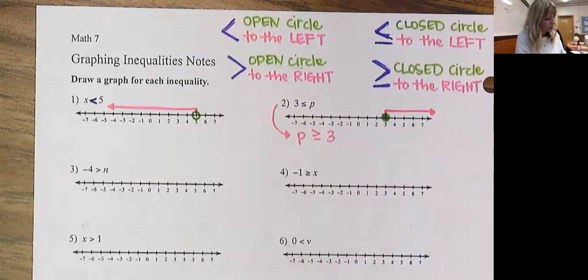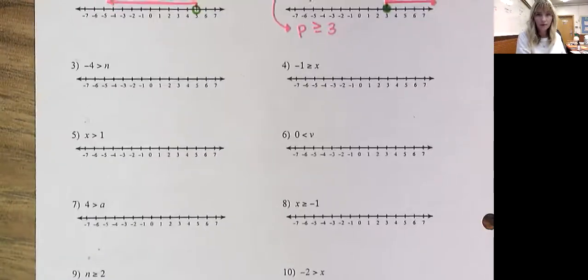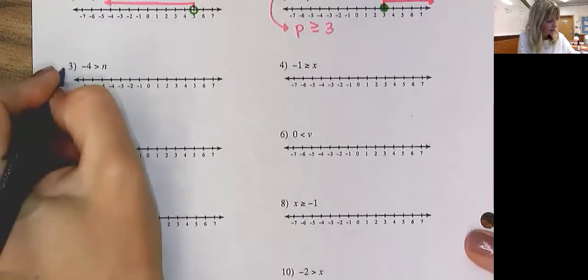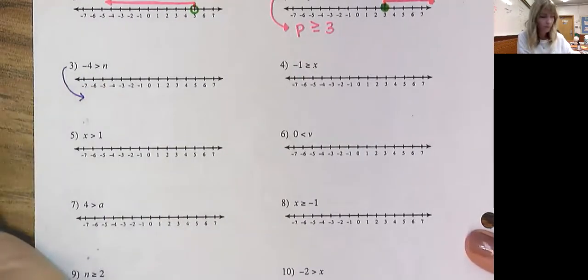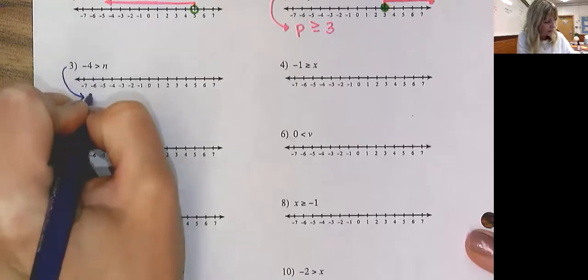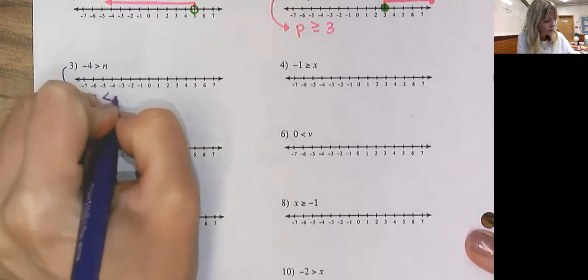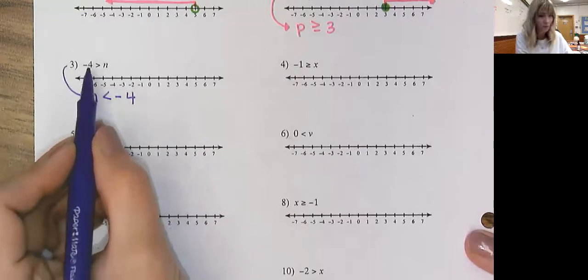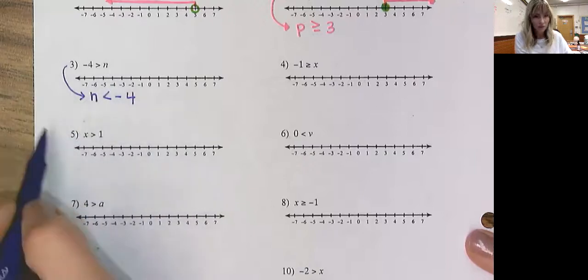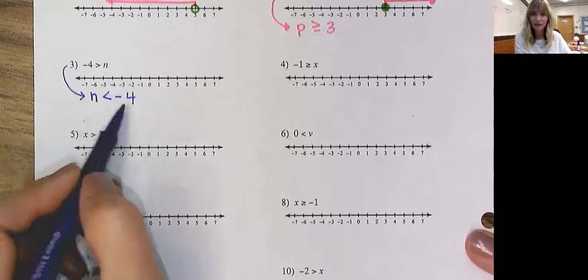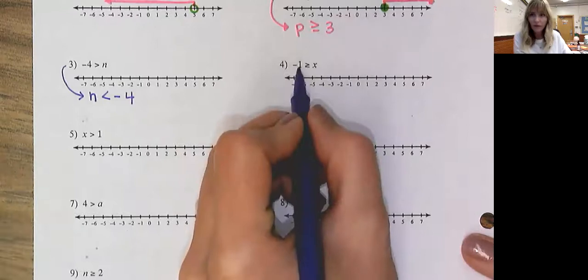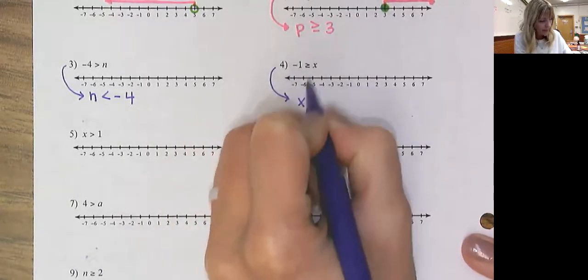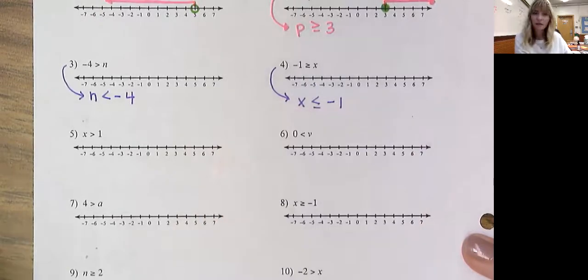Actually, before that, I'm going to go through here and look for those tricky backwards ones. I notice this one is backwards. Do you notice that? So I'm going to flip it around right now, and that includes the inequality symbol. This one is read out loud as -4 is greater than n. What that actually means is n is less than -4. This one says -1 is greater than or equal to x. The better way to write that is x is less than or equal to -1.